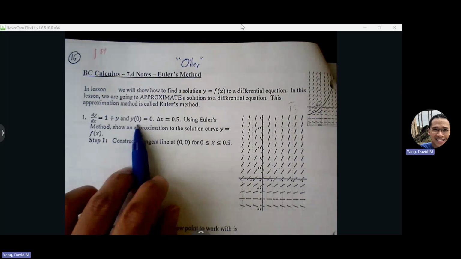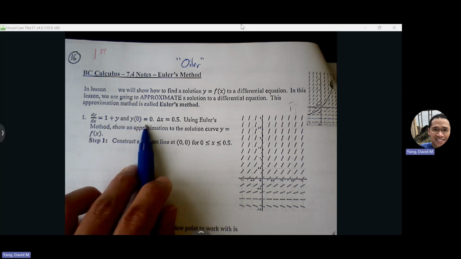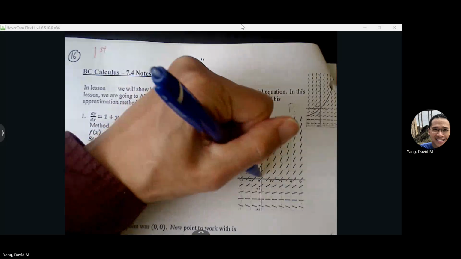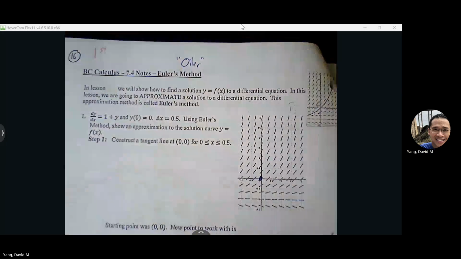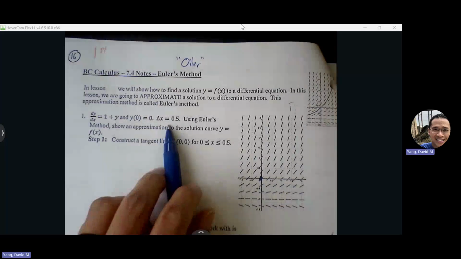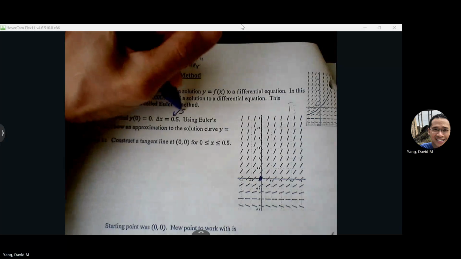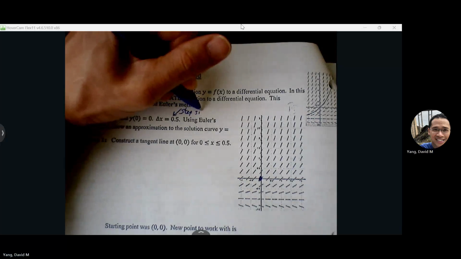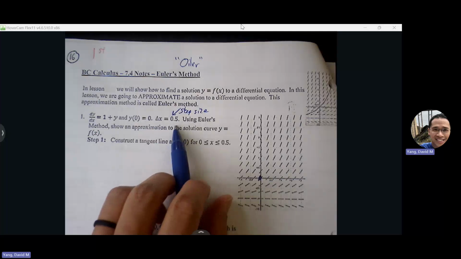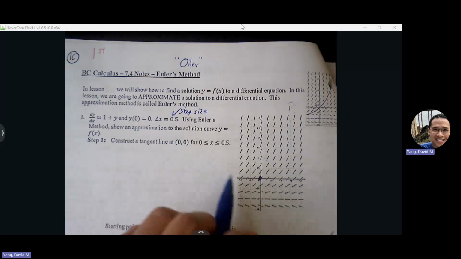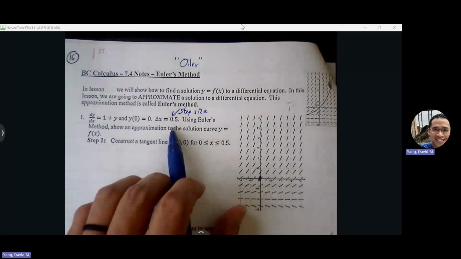So we have a starting point. Our anchor point is 0, 0. And our delta x is 0.5. This is going to be our step size. So we're going to be inching along this differential equation by increments of 0.5.